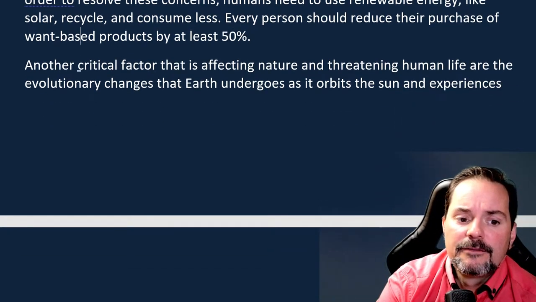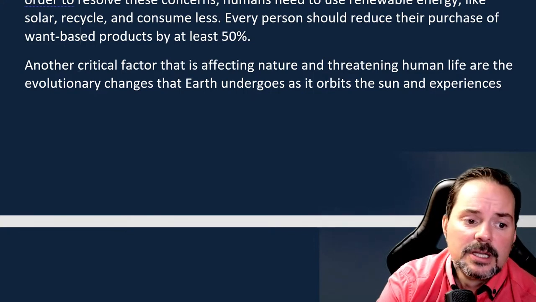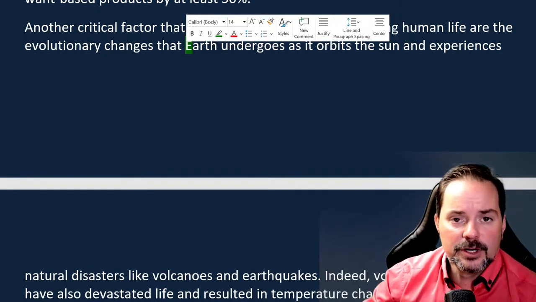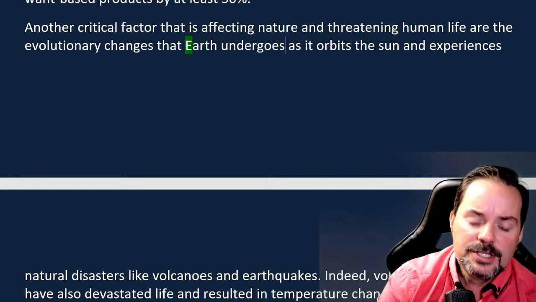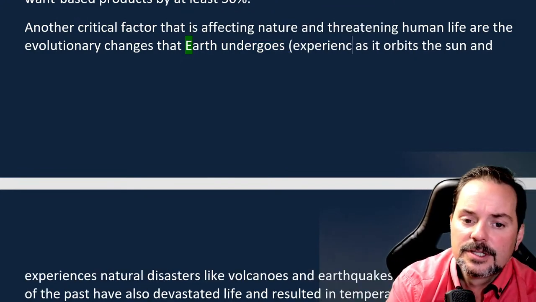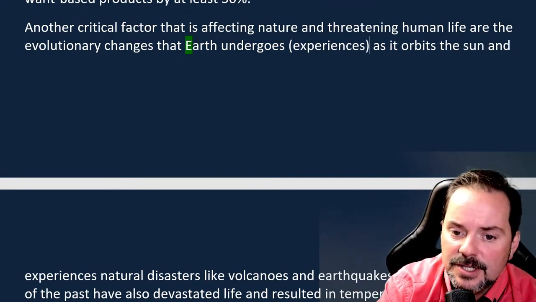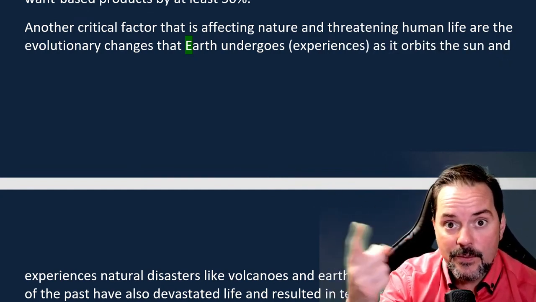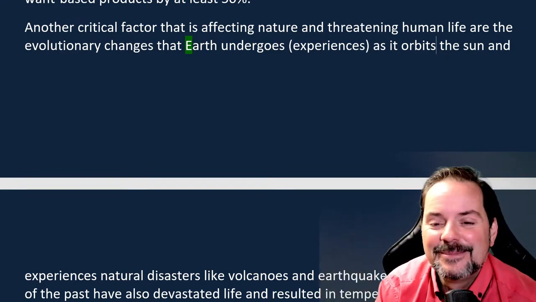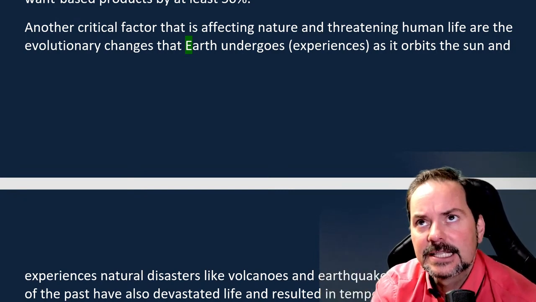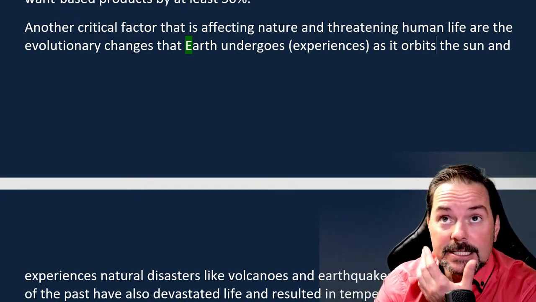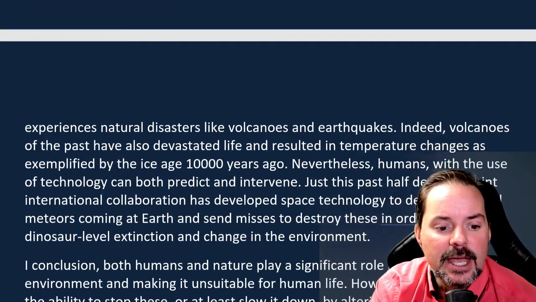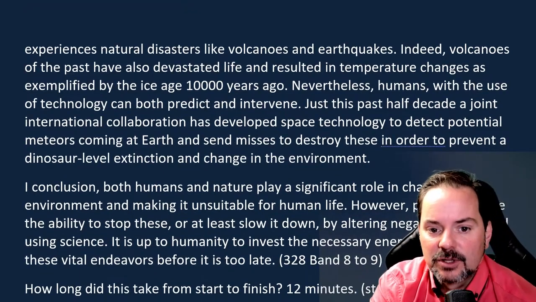Another critical factor that is affecting nature and threatening human life are the evolutionary changes that Earth, notice how Earth is a capital E when we're referring to planet Earth, undergoes. Undergoes here means experiences. It's just a fancy way of saying experiences. Orbits the sun. Orbit means to go around. Orbiting the sun, 365 days. In fact, it's 365 and a quarter days, as it orbits the sun and experiences natural disasters like volcanoes and earthquakes.